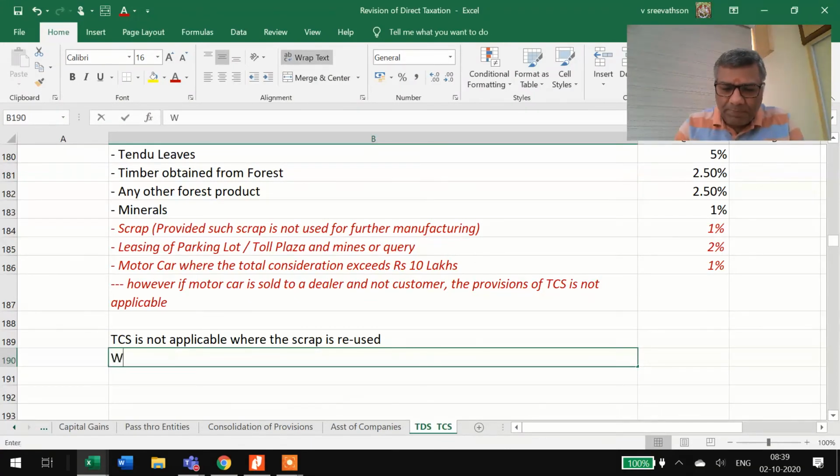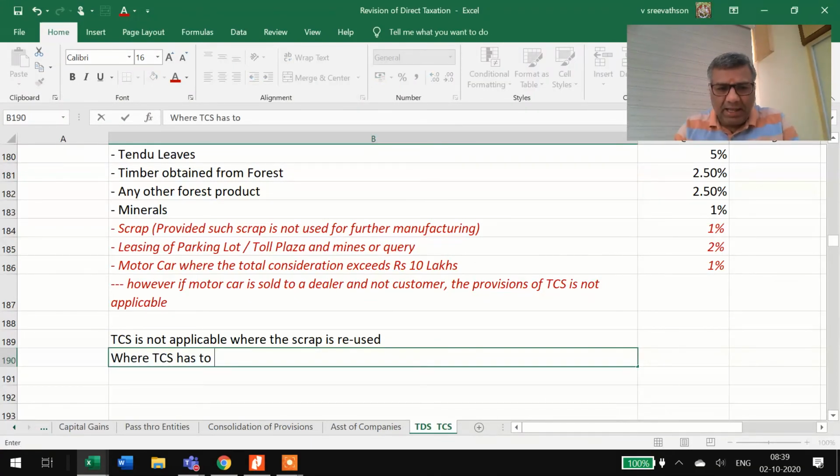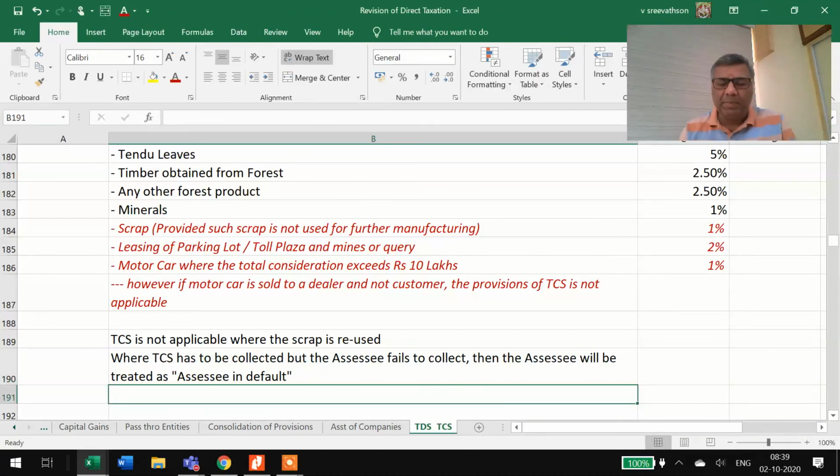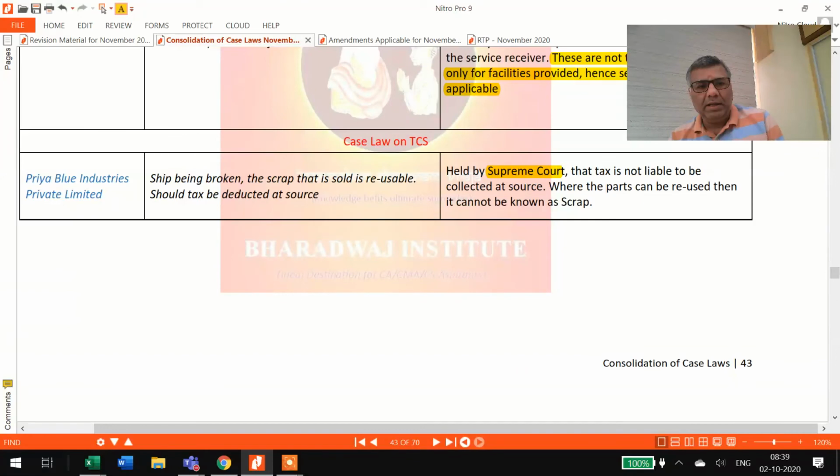Otherwise, where TCS has to be collected but the assessee fails to collect, the assessee will be treated as an assessee in default. The same 1% penalty is also there here. Till you collect, 1% interest is applicable in this case also, my dear friends.